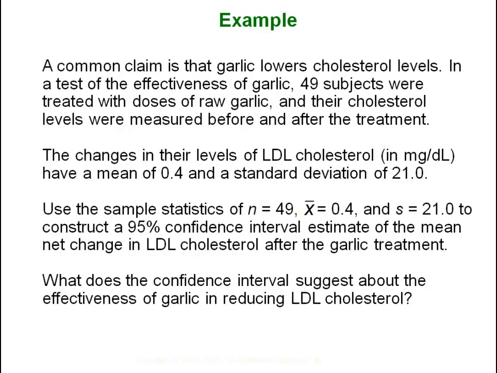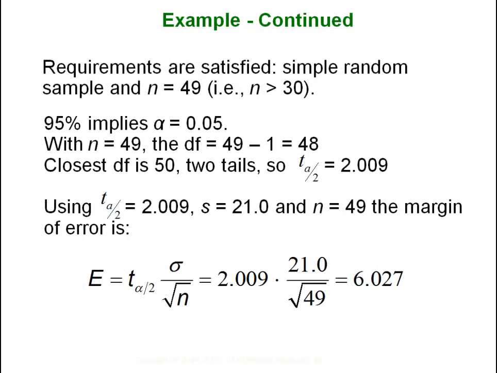So we can use our sample statistics of sample of 49, mean of 0.4, standard deviation of 21 to construct a 95% confidence interval estimate of the actual mean net change in cholesterol levels for the entire population. And then we can interpret that. So here's how we do it with formulas and things like that.